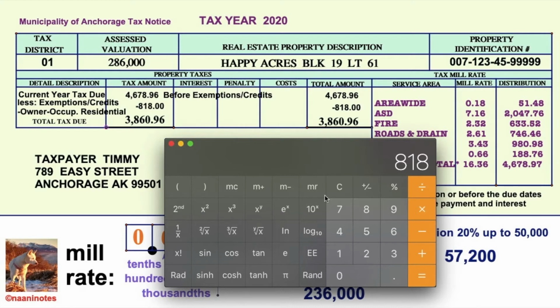Now, hey, there's another thought I had here. Let's go back to this number, 3860.96. And you say, remember how many months there are in a year? Because maybe you're thinking of it this way.